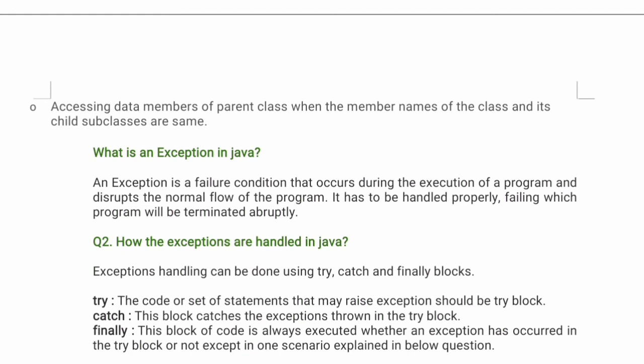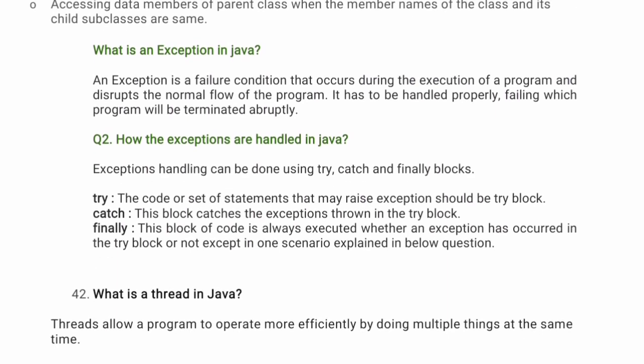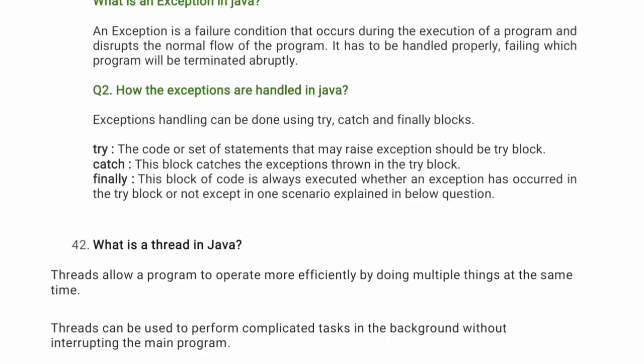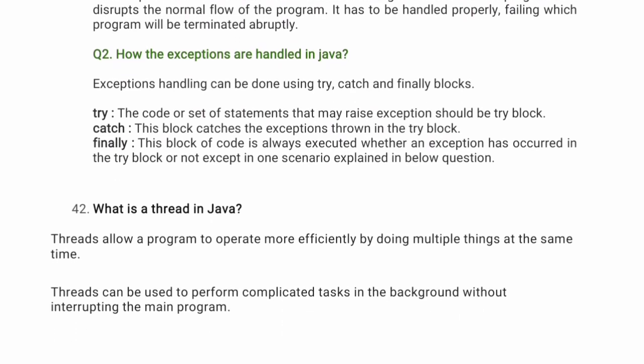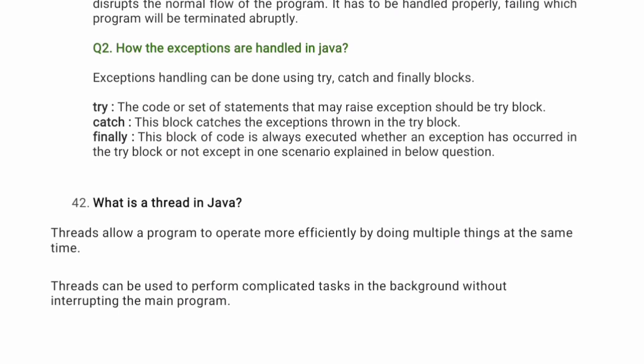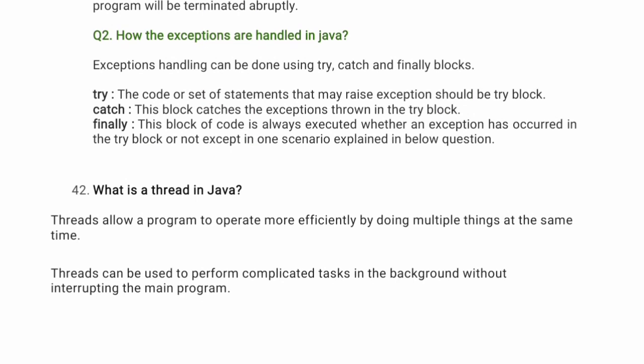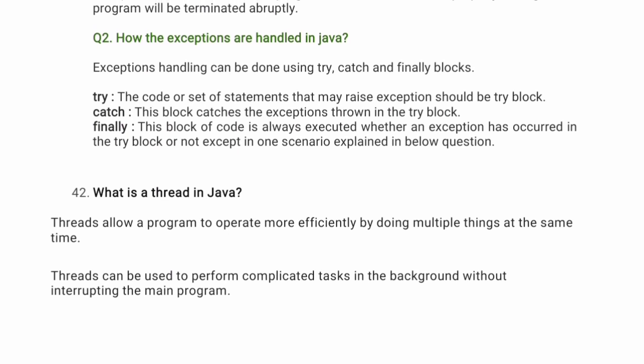How are exceptions handled in Java? Exceptions are handled in Java using try, catch, and finally blocks. What is a try block? The code or set of statements that may raise an exception should be in the try block. Next, the catch block catches the exception thrown in the try block. So whatever exception is raised in the try block will be caught in the catch block, and the code in the catch block will be executed. Next, the finally block of code is always executed whether an exception has occurred in the try block or not, except in one scenario.